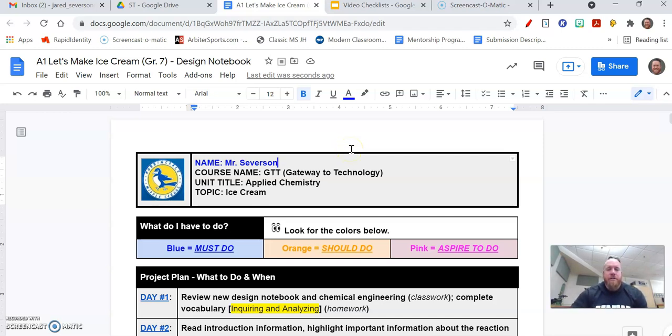Our must-dos, should-dos, and aspire-to-dos, you see the color coding right here. So again, anything with a blue background is something that you must do. Orange is something that you should do, and then pink, those are the things that you could aspire to do, where you just go above and beyond your teacher's expectations.